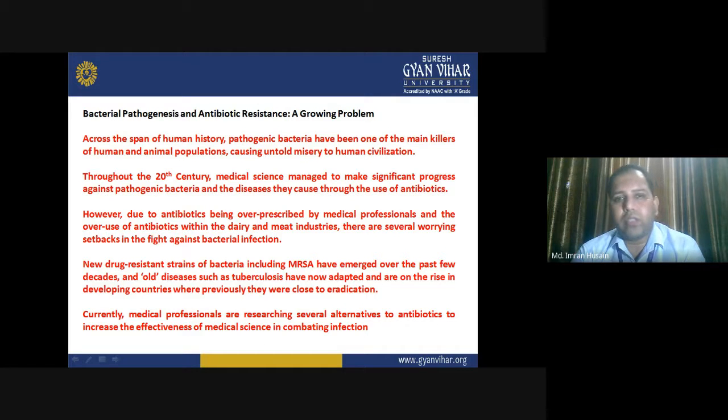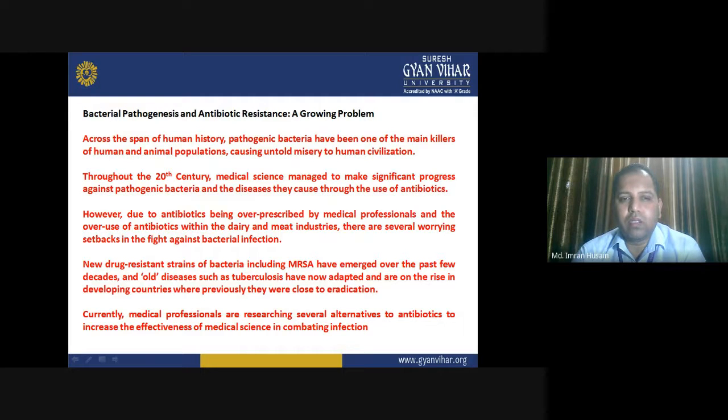Throughout the 20th century, medical science managed to make significant progress against pathogenic bacteria and the diseases they cause through the use of antibiotics. However, due to antibiotics being overprescribed by medical professionals and the overuse of antibiotics within the dairy and meat industry, there are several worrying setbacks in the fight against bacterial infection.